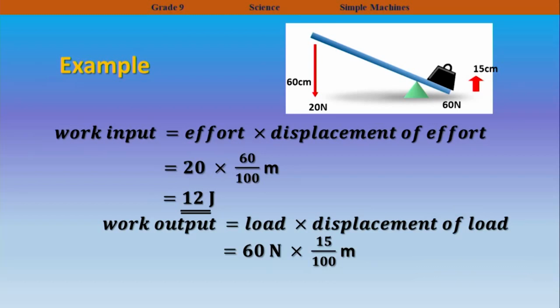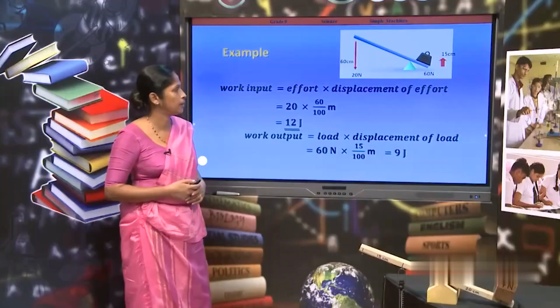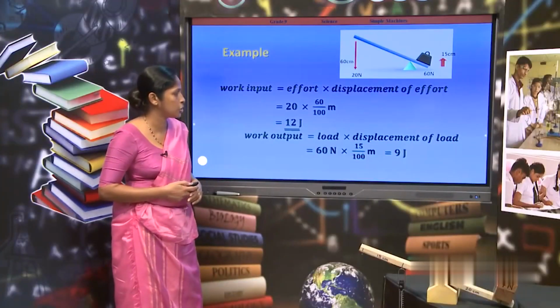Work output can be calculated using load into displacement of load. Load is 60 Newton. Displacement of the load is 15 centimeters. Load is raised to a 15 centimeter distance. 60 Newton multiplied by 15 centimeters. You all know 15 centimeters should be converted to meters. And you will get the answer 9 joules. That is work done by the machine.